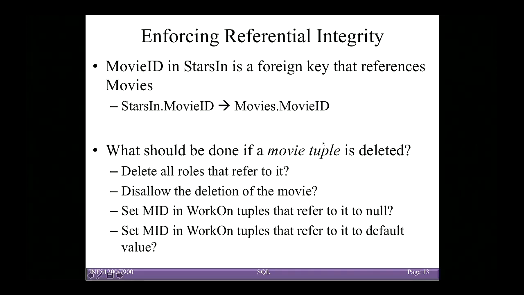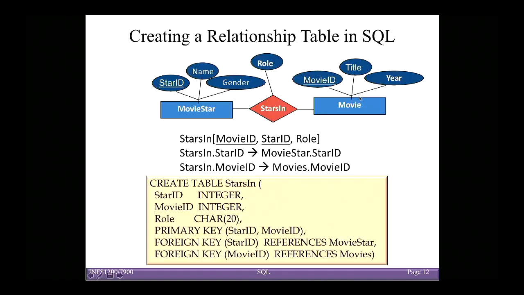Now, what should be done if a movie tuple is deleted? Let's say in this relation, you have a combination of a movie star that is in a movie, right? Let's say that movie is deleted. What do you think we should do?